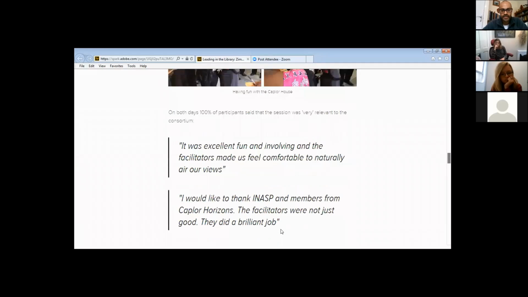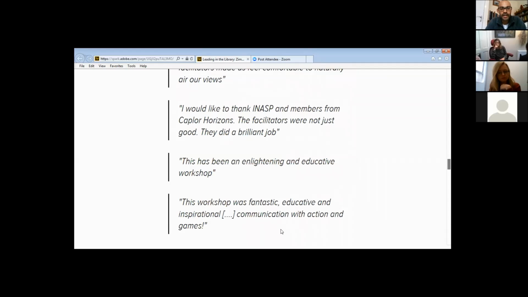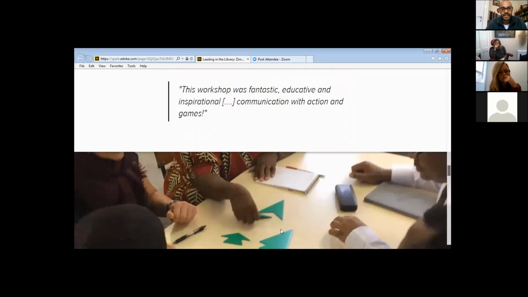And here are just some of the comments that were made by people from Zimbabwe as a result of that phase 1 visit. And these are different feedback that we received at the end of the 2 days that we were together. It was excellent, fun and involving, and the facilitators made us feel comfortable to naturally air our views. I'd like to thank INASP and members from Caplor Horizons. The facilitators were not just good, they did a brilliant job. Enlightening and educative workshop, fantastic, educative.